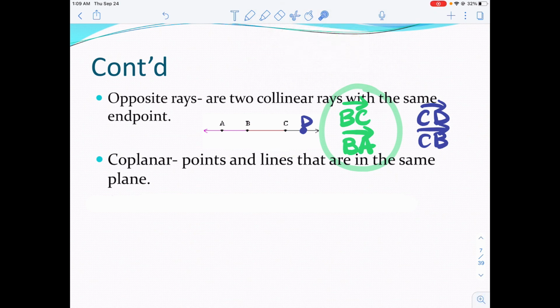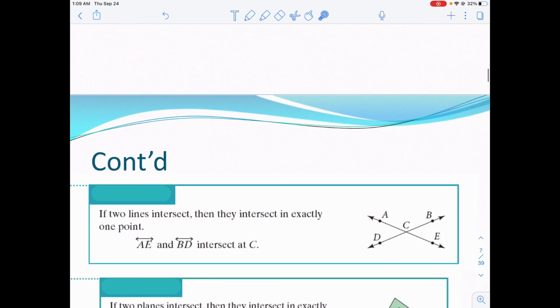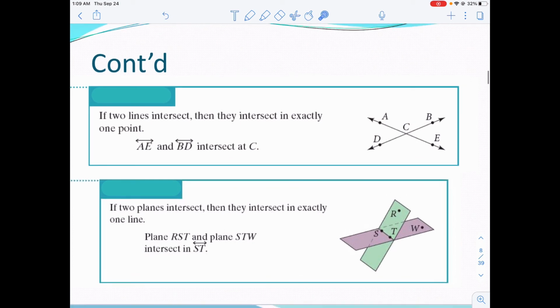In opposite directions. All right, almost done, guys. Coplanar. Coplanar is points and lines that are on the same plane. All right, that covers it for our vocab words, and we're going to go ahead and finish with our two last concepts, and that is it for our lesson.